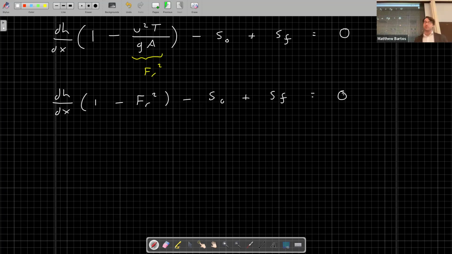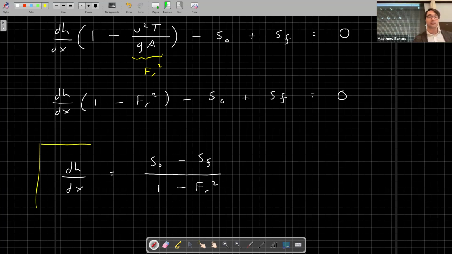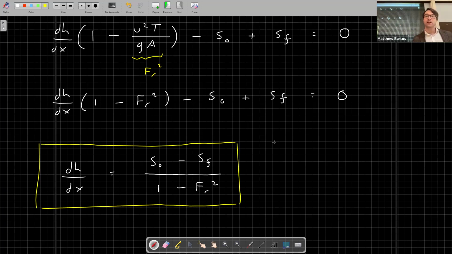And now we can rearrange this with the slope of the water surface as the dependent variable, and we get an explicit equation for the slope of the water surface. We have dH by dx is equal to the bottom slope minus the friction slope, divided by 1 minus the Froude number squared. So this is our gradually varied flow equation.